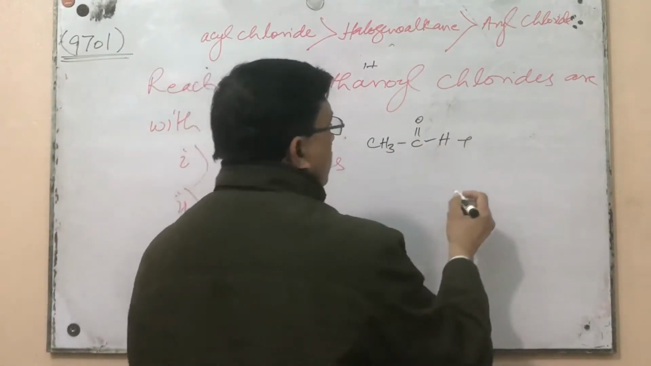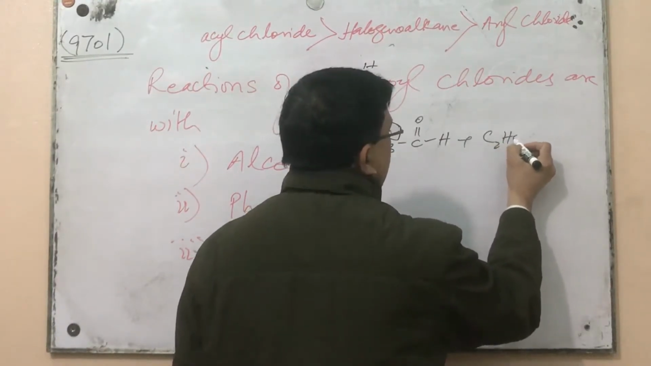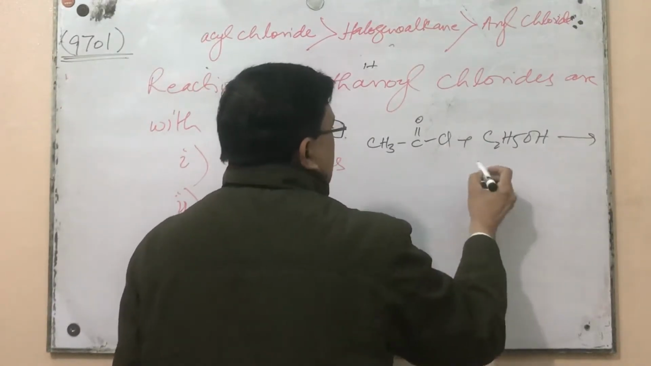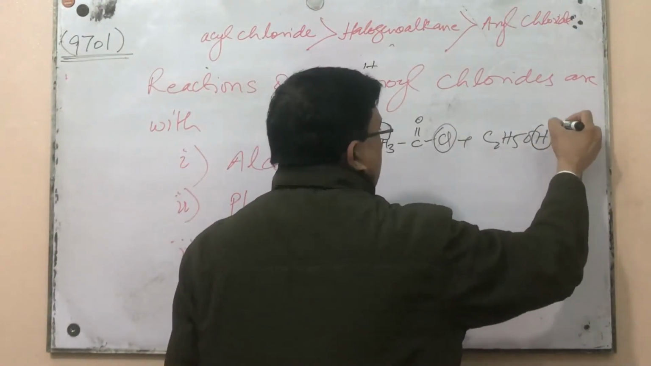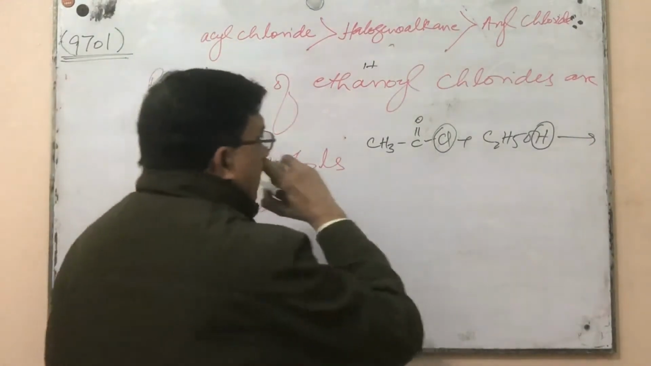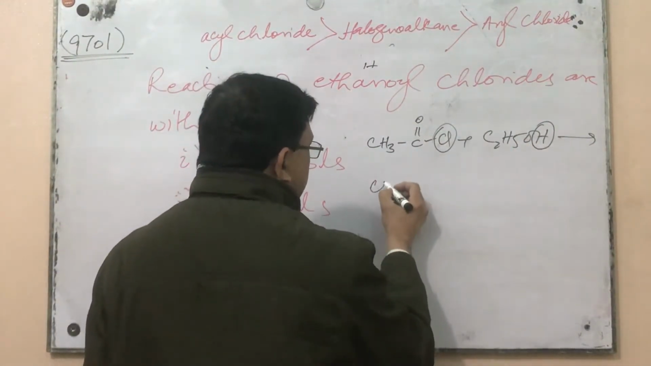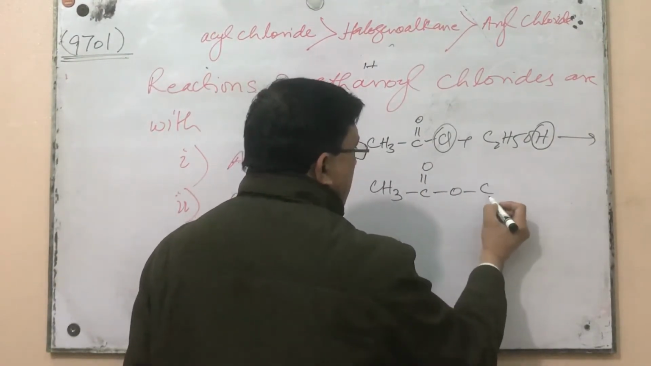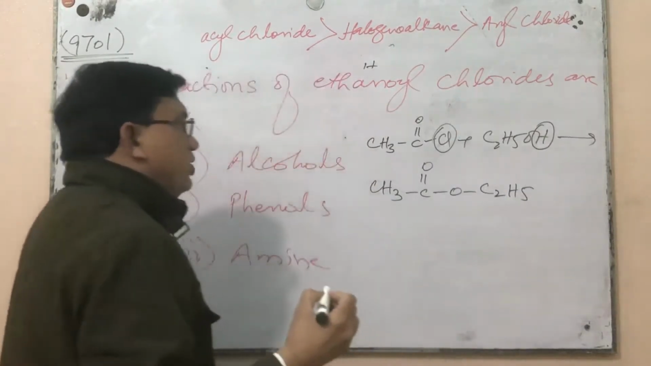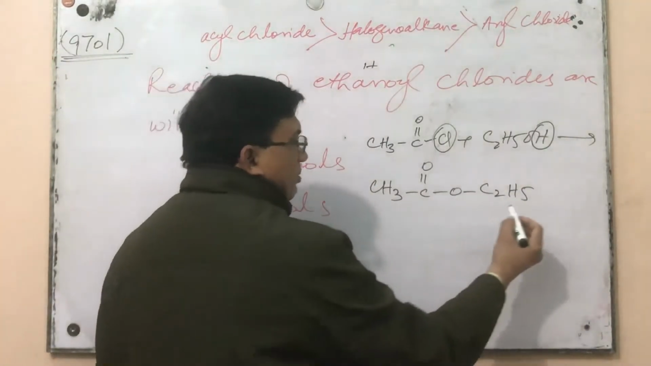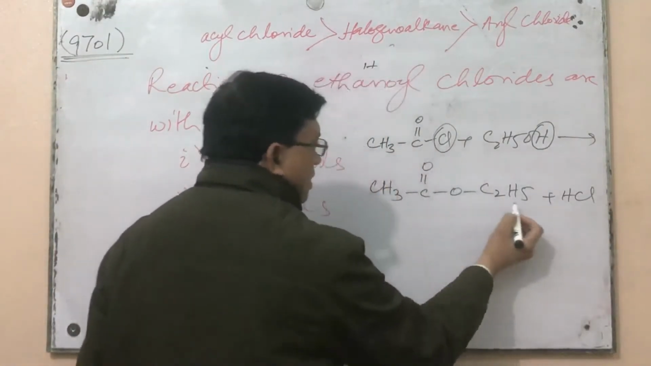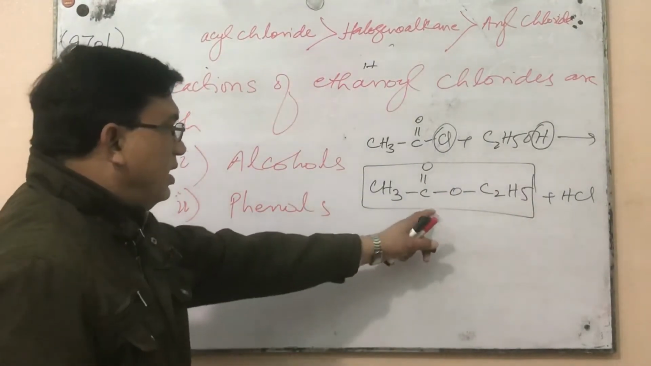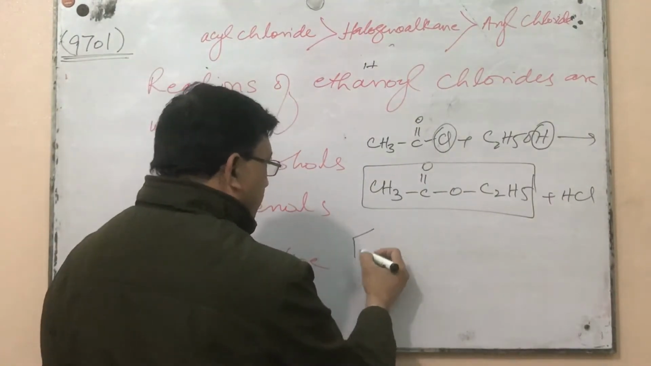If we treat this with alcohol, for example, we are treating with ethanol, what will happen? This Cl will be eliminated with this hydrogen and produce a small molecule HCl, and this is also an example of a condensation reaction. It means that two molecules are added together by the elimination of a small HCl molecule, and this produces ethyl ethanoate. Ethyl ethanoate.